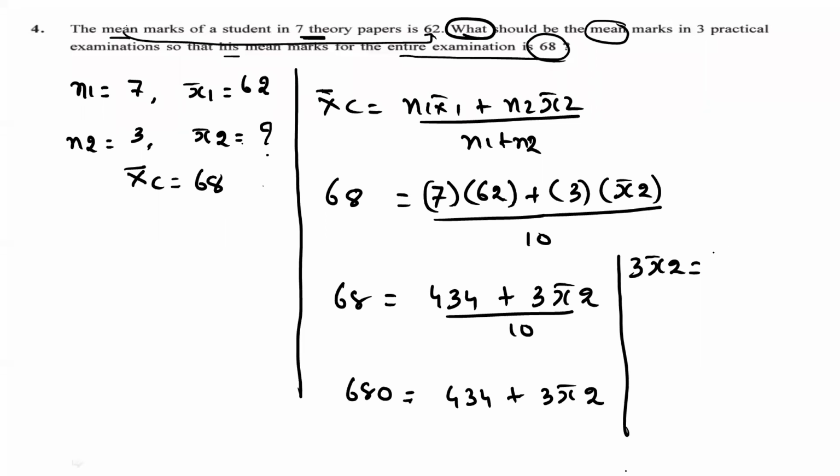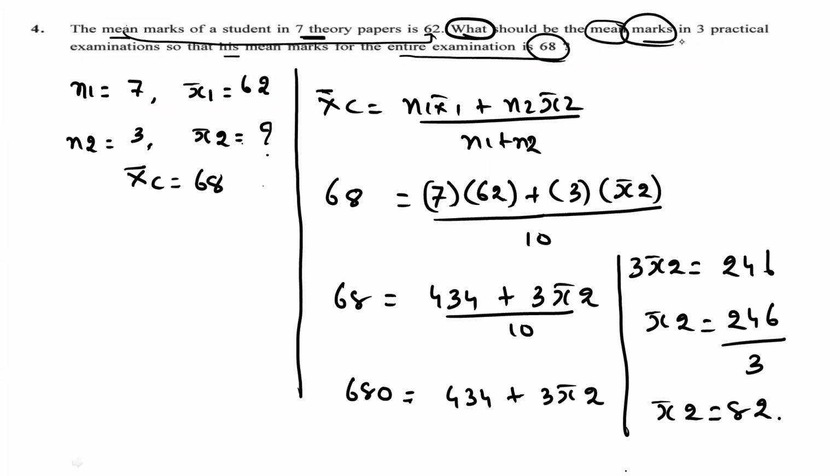680 minus 434, it comes to 246. Finally, we are coming to our answer. 246 divided by 3 is 82. So 82 marks we have to score for the 3 practical examinations. Then we will get an average of 68 marks. Clear to you now? Combined mean?